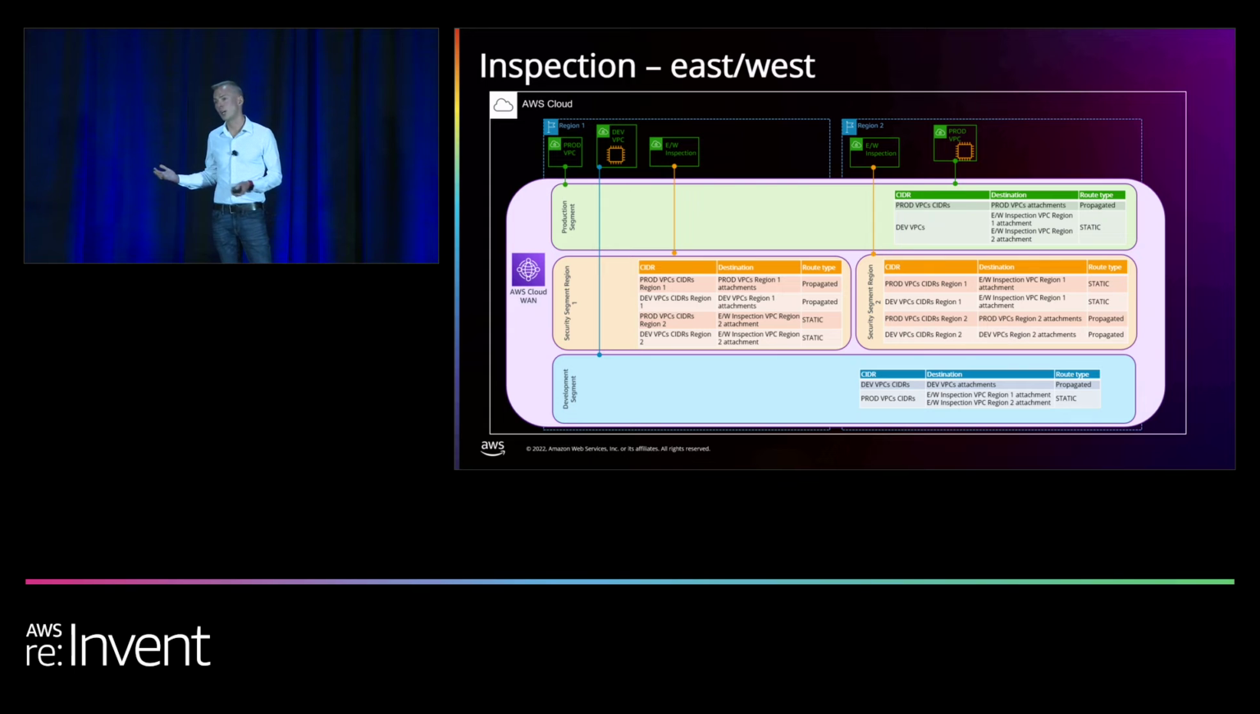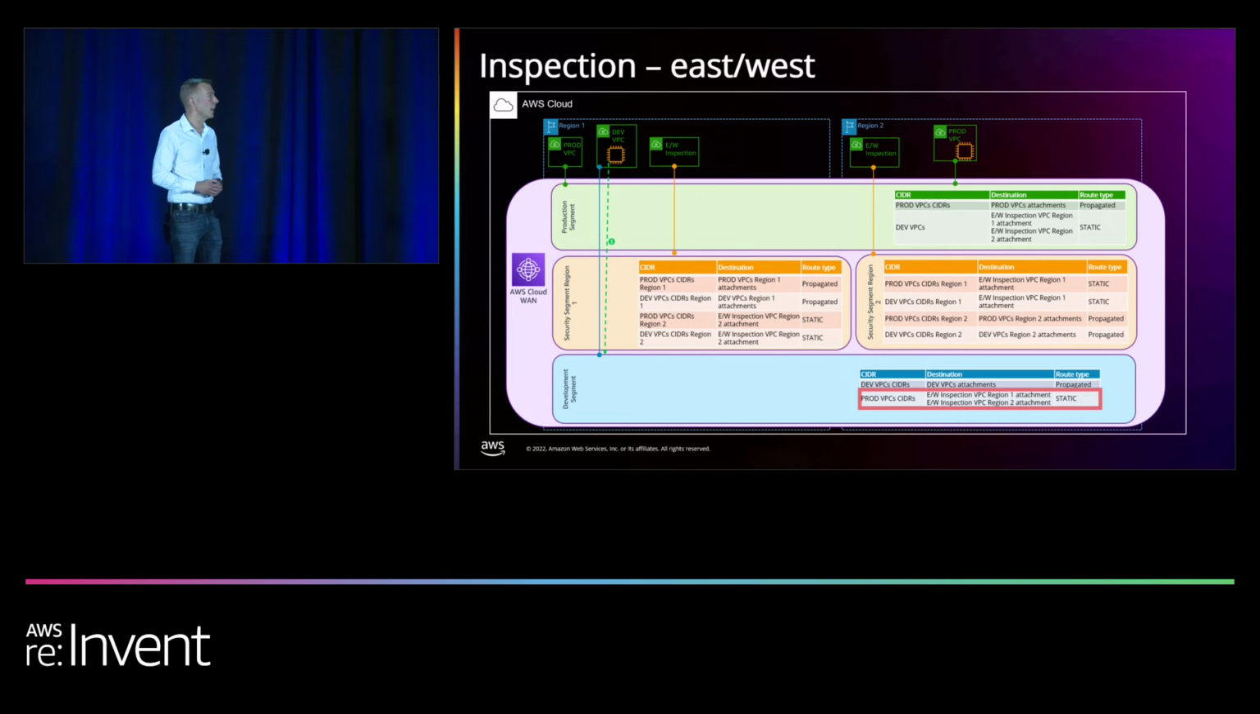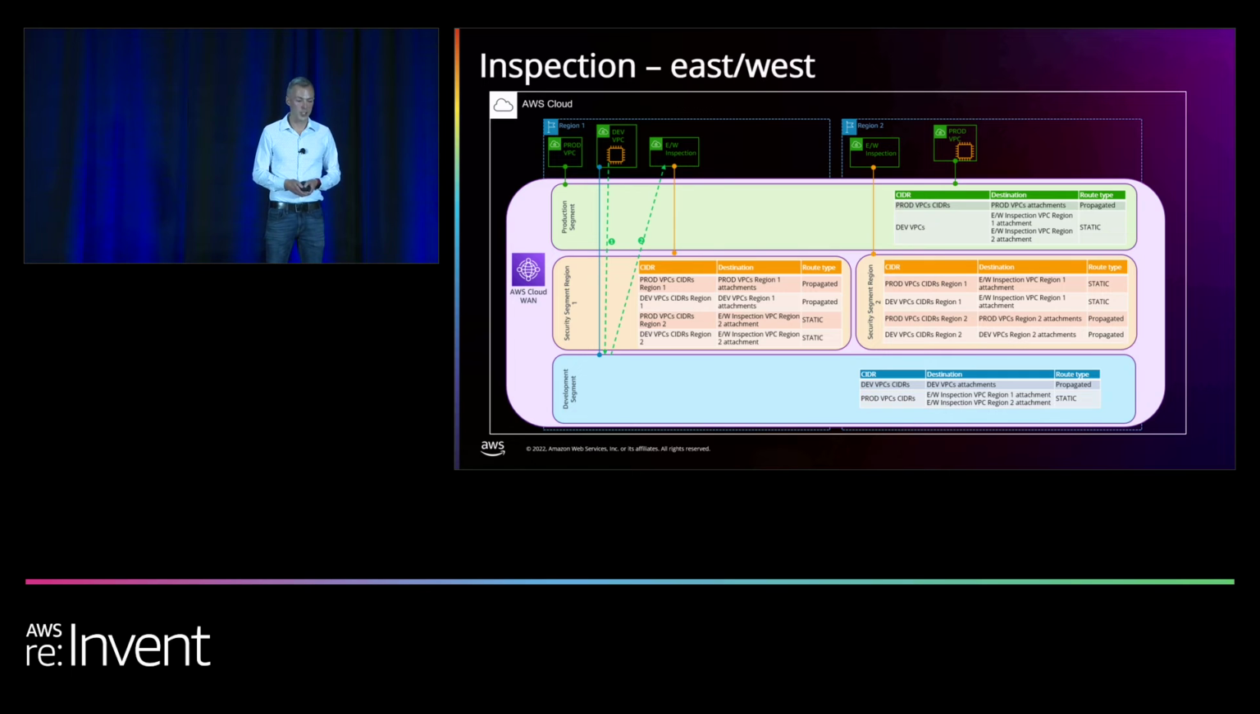But if you have requirements where, and we'll see in this example, from a dev to a prod VPC, you want that to go through an inspection VPC, be it a third-party firewall or AWS Network Firewall, this type of architecture will support that. So from a dev VPC, we go to our dev segment. And in our dev segment, we here have a static route of our production VPC CIDRs. And then we direct that to our east-west inspection VPC, and this would have a fleet of firewalls behind it with Gateway Load Balancer or other services.